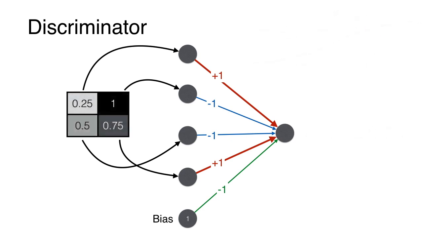Now, if we enter the second image, which is not a face, into the discriminator, then we do the same calculation and we get negative 0.5 for the score. Sigmoid of negative 0.5 is 0.37. This is lower than 50%, so we conclude that this discriminator thinks that this image is not a face. The discriminator is correct again.